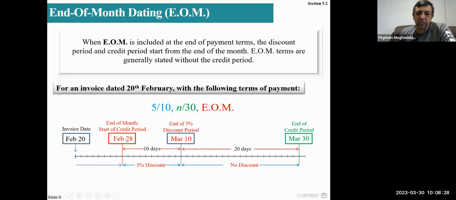Okay, so as I said, from February 28 to March 10, you get a 5% discount. From March 10 to March 30, you get no discounts. And when it says EOM in the invoice, the invoice date doesn't matter anymore. You have to go to the end of the month, and from the end of the month, you do this calculation.